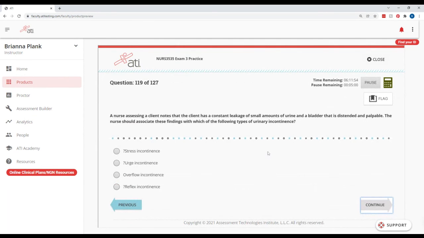Uh-oh, we got constant leakage of small amounts of urine. This bladder is distended and palpable. What is this? Constant leakage of small amounts of reflux.